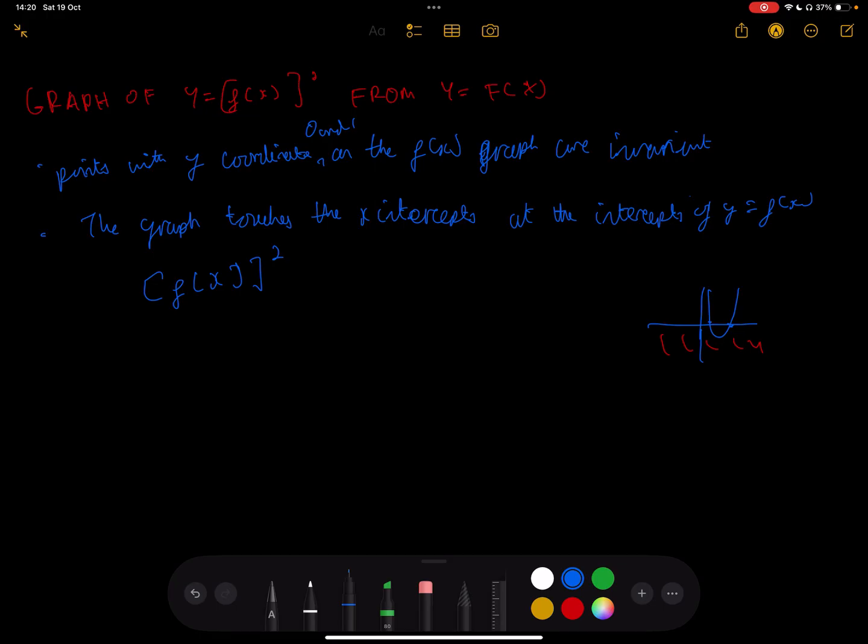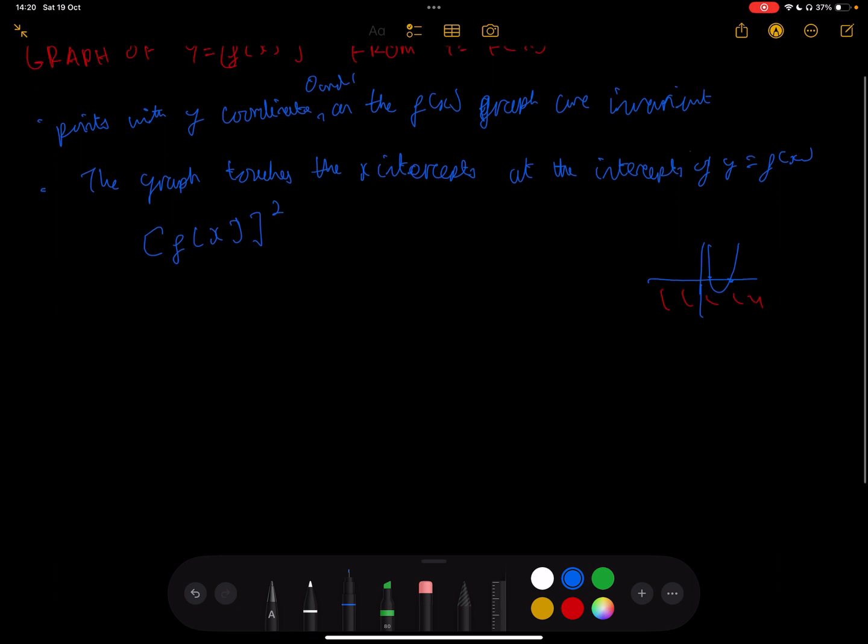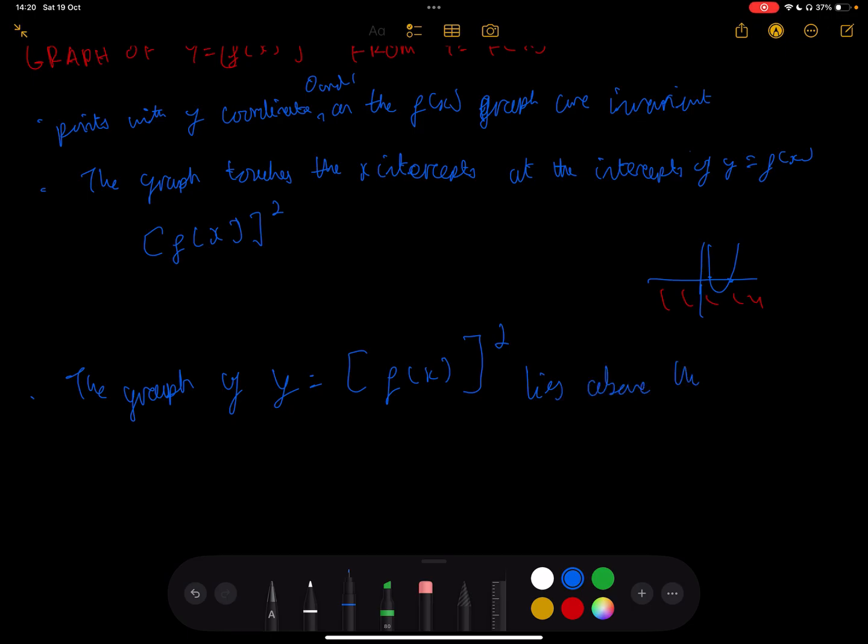So I'll show you guys what this looks like in actual practice. It's much easier to demonstrate there, but the most important thing is that the graph y is equal to f of x squared can only touch the x-axis at the intercepts of y is equal to f of x. And this leads us on to the second point quite nicely. The graph of y is equal to f of x squared lies above or on the x-axis.